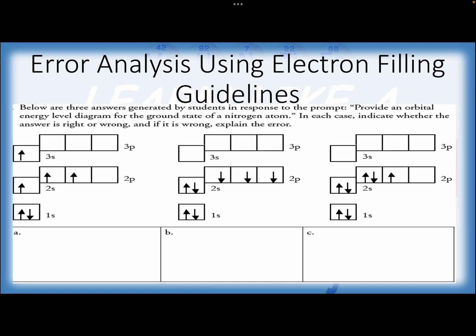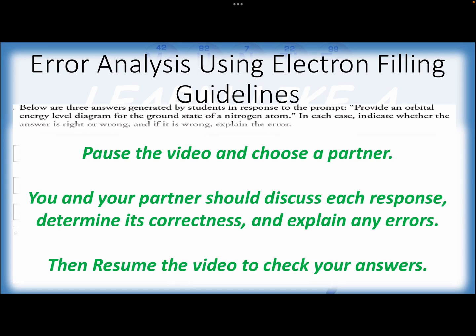So at this point, you should go to the next page, the applications of electron filling guidelines. And this first example gives us 3 different proposed answers given to a prompt: provide an orbital energy level diagram for the ground state of a nitrogen atom. And what you see here are 3 sample answers.